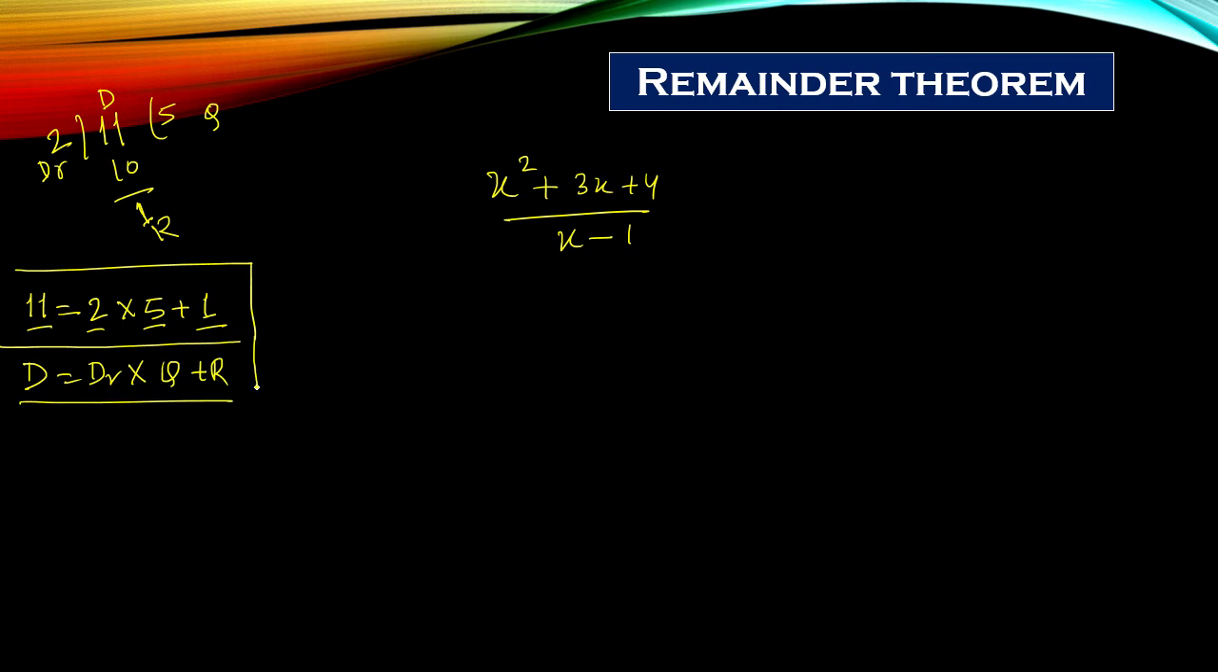So this division algorithm we will use here. Now x square plus 3x plus 4 is actually the dividend, divided by x minus 1, which is the divisor.